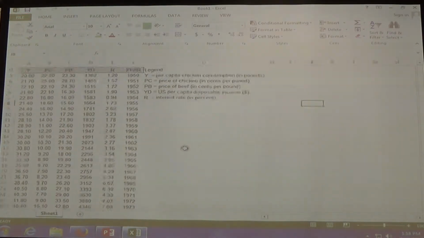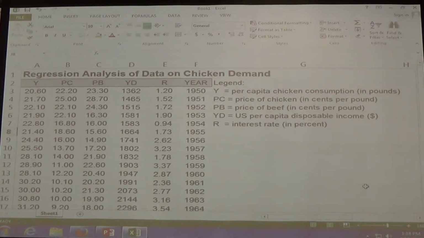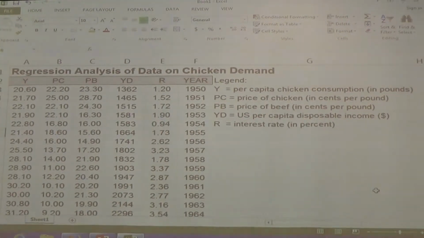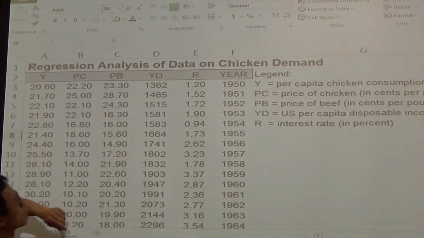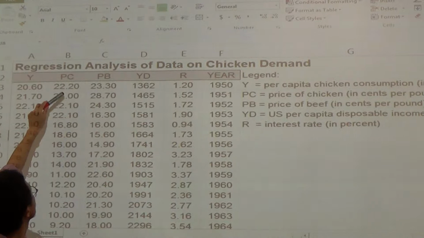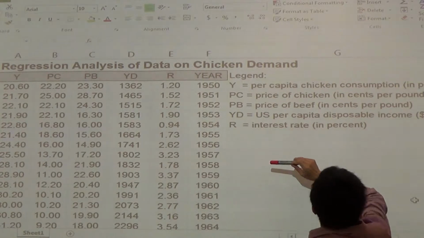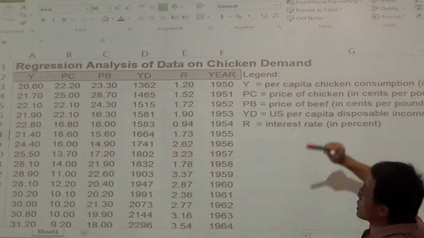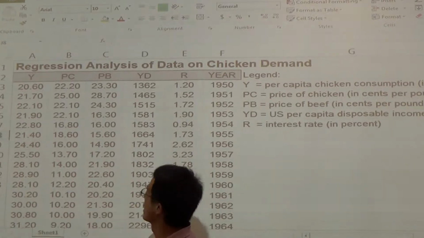Okay, let's look at the example here. So that's the data we collect. We want to estimate demand for chicken. Y here is the per capita income. PC is the price of chicken. PB is the price of beef. And Y is the per capita chicken consumption. It's the quantity of consumption. Y is the quantity of chicken consumption in pounds.